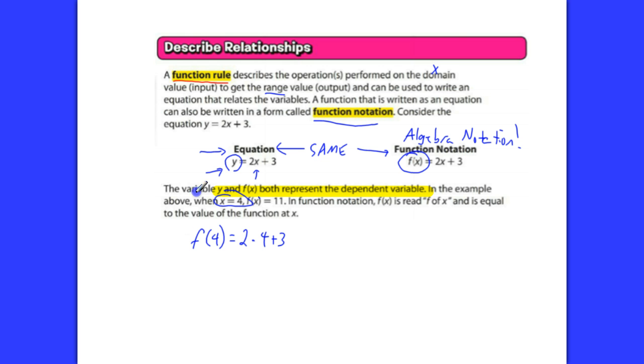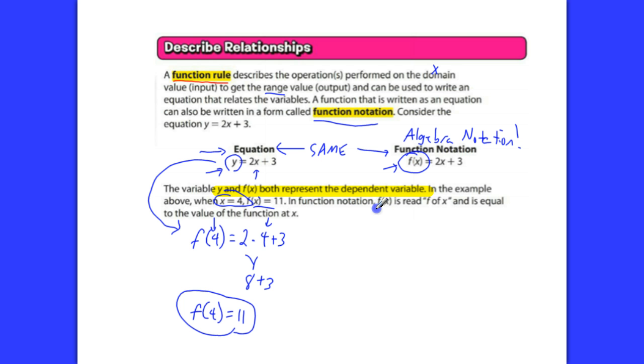We might say f of 4 equals 2 times 4 plus 3. You see how I took this equation here? Instead of writing y equals, I use the function notation, f of 4, and then I just substitute that 4 in for that x there, because it's saying, what is the value of the function when x is 4? That's 8 plus 3, so f of 4 equals 11. And that's what they're trying to tell you here.